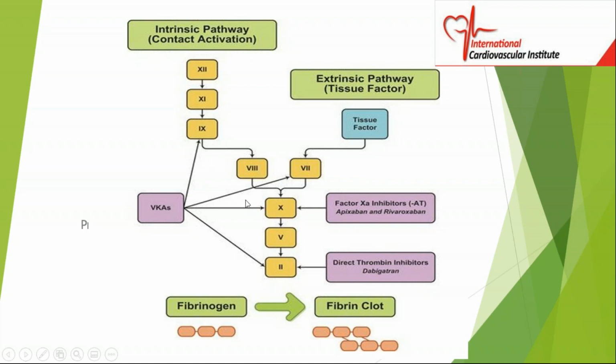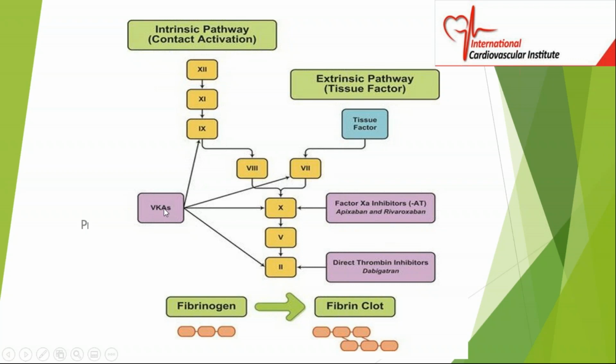Okay? Then your factor 10 activates factor 5, factor 5 activates factor 2. Factor 2 is thrombin. And as you know, when thrombin is activated, then it converts fibrinogen to fibrin clots to seal the wound or to prevent excessive bleeding. This is your clotting cascade.